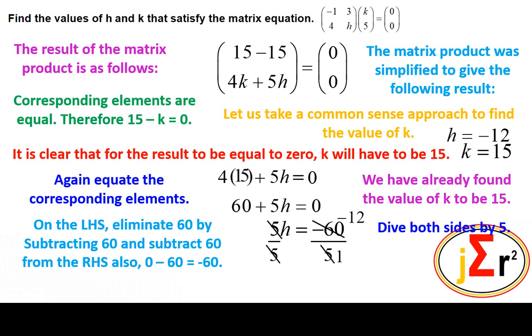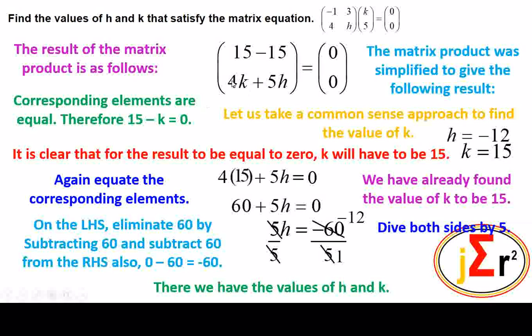As a matter of fact, when they have the same size and different signs, we say that they are additive inverses. Their sum is 0. Additive inverses will have a cancelling effect on each other by addition. So there we have the values of h and k, where h is equal to negative 12 and k is equal to 15. 4 times 15, that's 60, and 5 times negative 12, that's negative 60. We are correct.